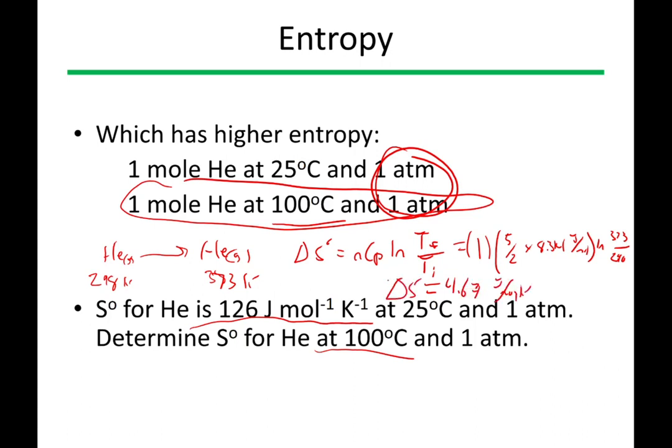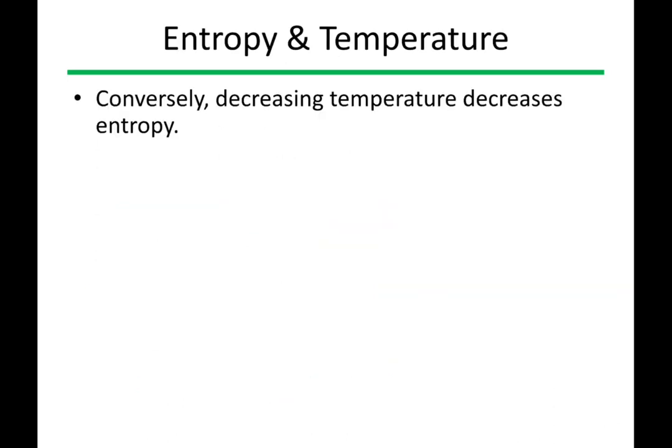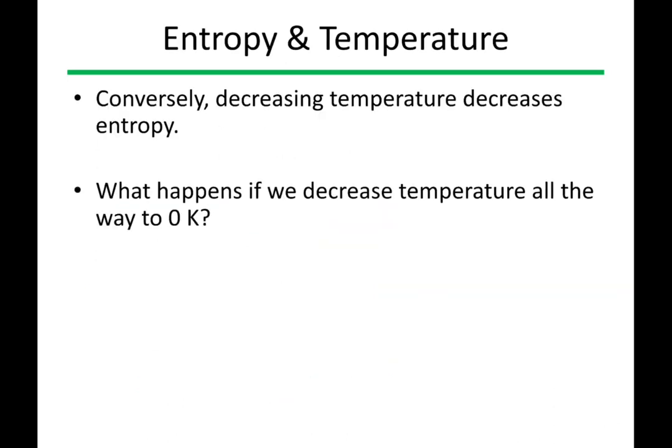And remember, this is a delta S, so this is the change. So if S for helium at 25 is 126 joules, we'll add the 4.67 and get that the S for helium at 100 degrees Celsius is about 131 joules per Kelvin. Likewise, if we decrease the temperature, we're going to decrease the entropy.